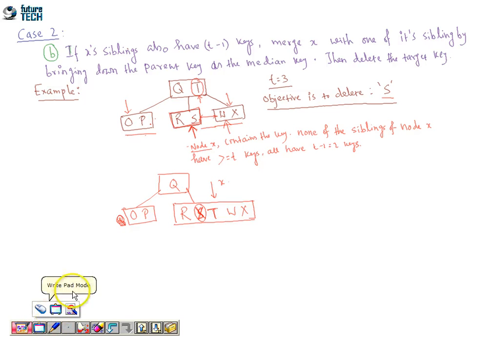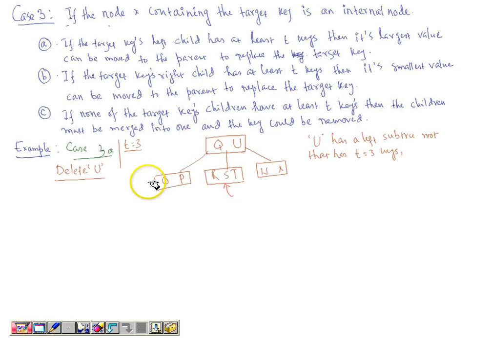Now if the target node that contains the target key is an internal node, that is case 3, which we'll be discussing in our next slide. If the target key is in an internal node, then we have 3 subcases. Case 1 states that if the target key's left child's root has at least T keys, then its largest value can be moved to the parent to replace the key.